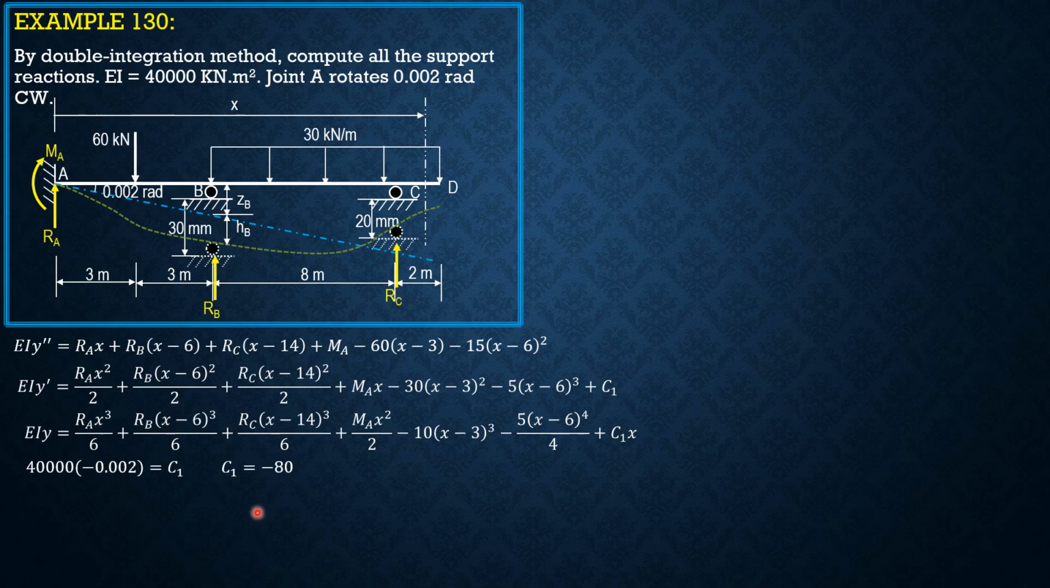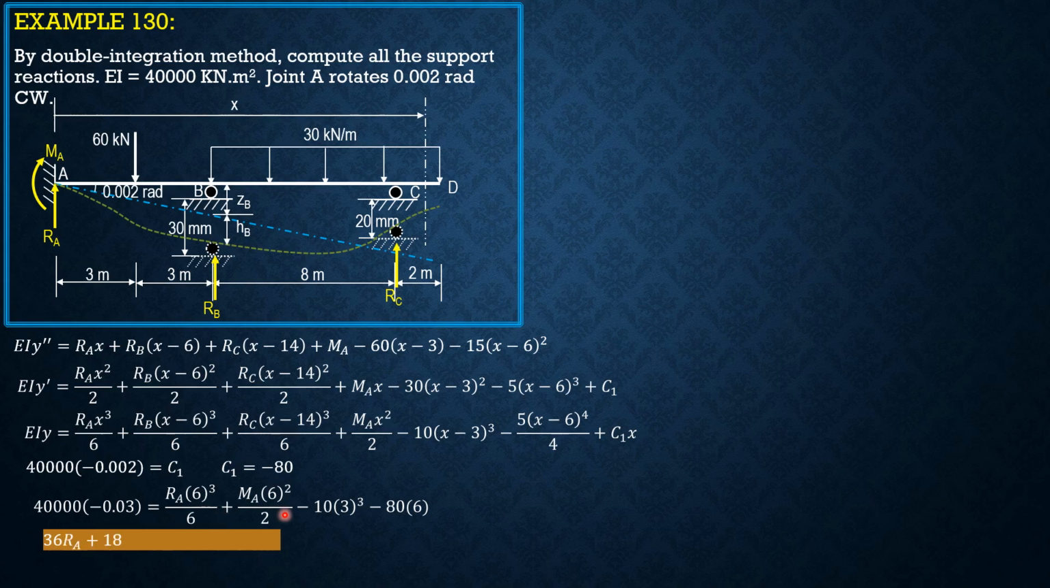Then we substitute it here for the boundary conditions. When x is 6, y is negative 0.03. And when x is 14, y is negative 0.02, or 20 mm, 0.02 meter. So 40,000 times negative 0.03, when x is 6, is RA 6 cubed over 6, plus RB term which is 0, ignored, plus MA 6 squared over 2 minus 10 times 6 minus 3, so 3 cubed, then 0 plus C sub 1 x, so plus negative 80 times 6. Setting up the first equation, 36 RA plus 18 MA is equal to negative 450. Let's call that equation 1.